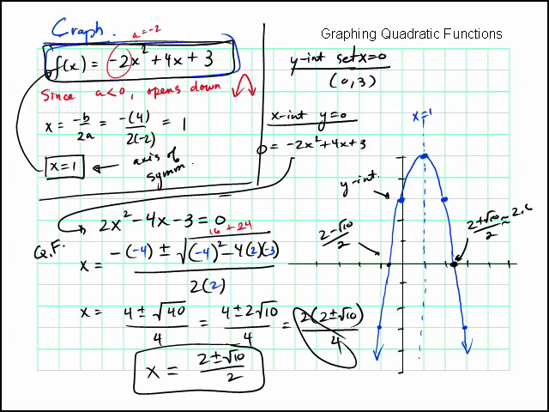2 minus the square root of 10 divided by 2 is about negative 0.58, and so this point appears to be in the right place as well. Okay, and so that's how we get our x-intercepts for our parabola if they're asked for. Let's graph one more parabola, one more example.